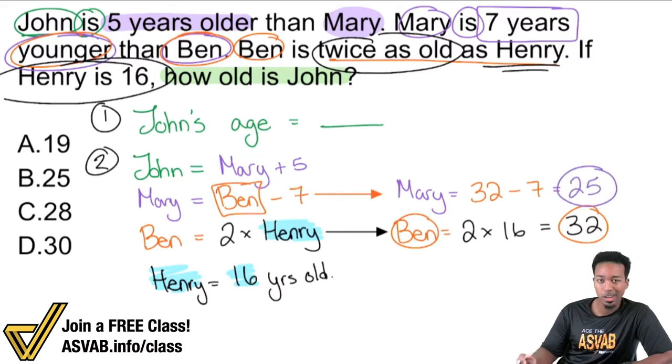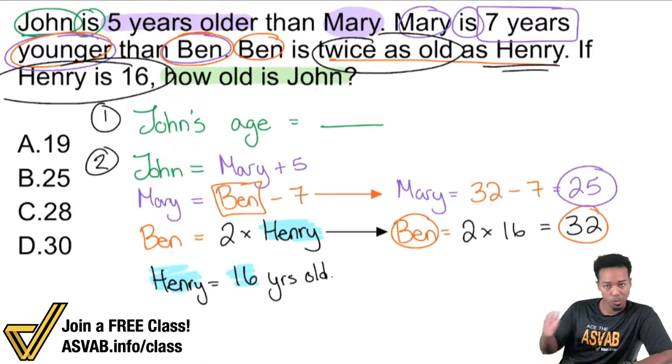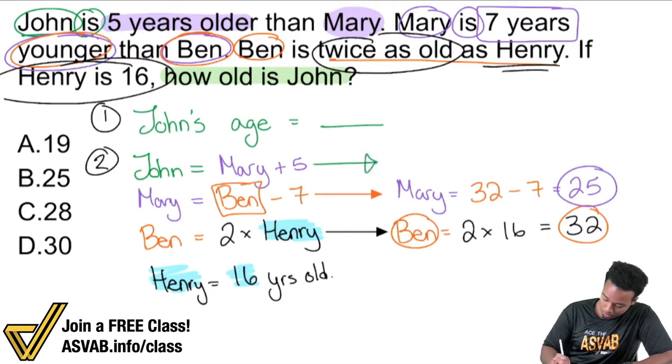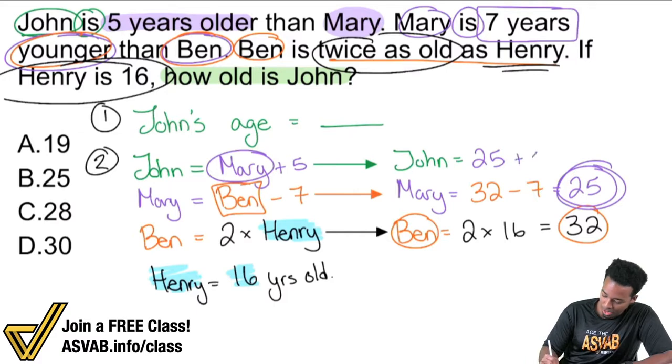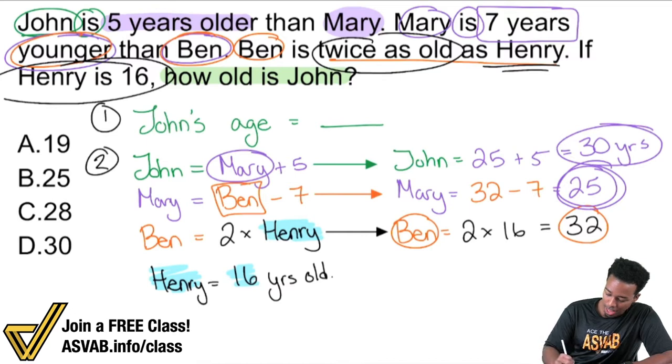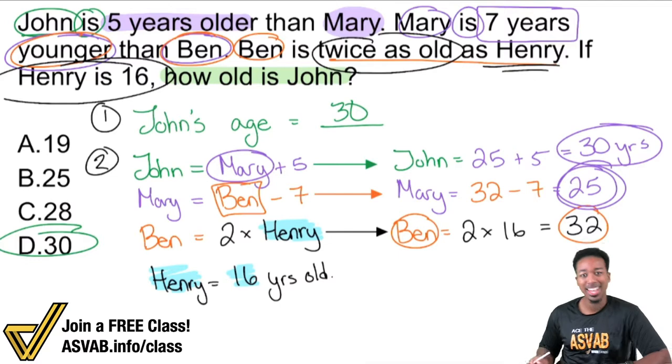But we're not stopping there. We don't want Mary. We want John. That's the big thing. So we keep plugging back in. We know that John is Mary plus 5. So John equals Mary, which is 25, plus 5. 25 plus 5 is 30 years of age. That is how old John is. John is 30, and that's why the answer is D.